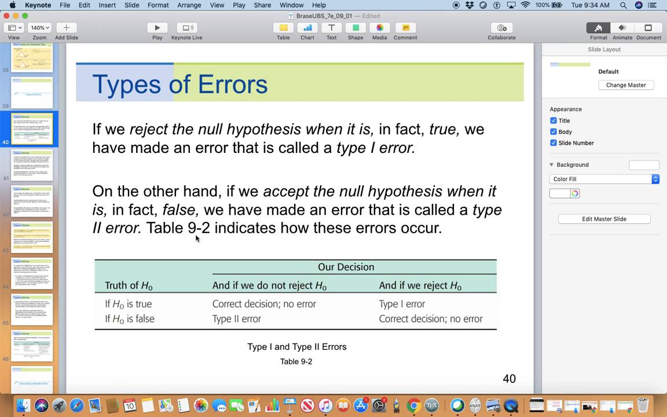So what is type 1 error? Null hypothesis is true, but we reject it. That is type 1 error. Null hypothesis is in fact true, but we did not reject H0. That is a correct decision. No error was made. What is type 2 error? Null hypothesis is false, but we did not reject it. That is type 2 error. Null hypothesis is false and we rejected it. That's a correct decision. There is no error.